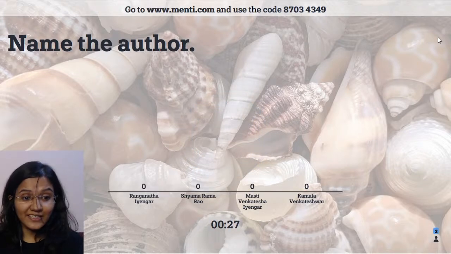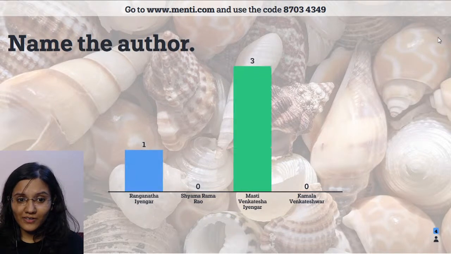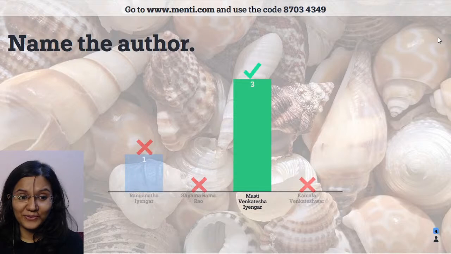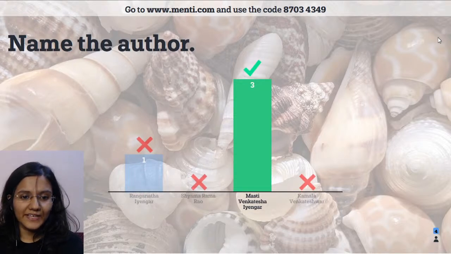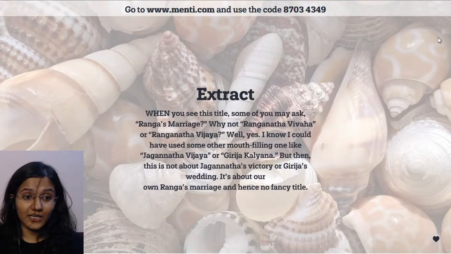Okay, so the first thing is, classic question, name the author, and clearly everybody knows who the author is. That was really fast. Yes, it is Masti Venkatesha Iyengar. He is the author of Ranga's Marriage.